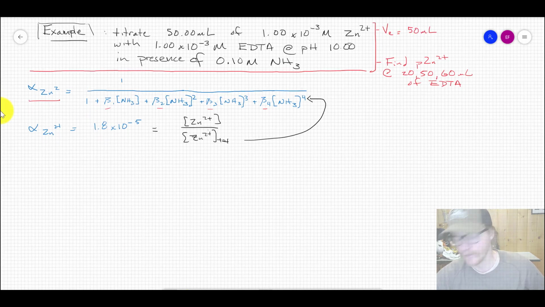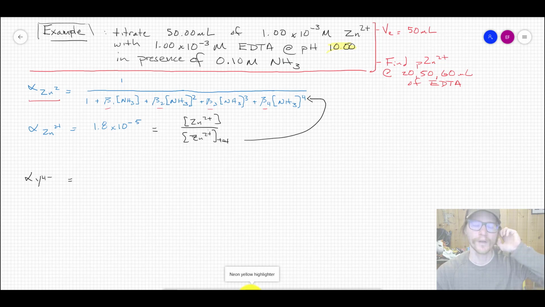Second thing we need to do then is determine at pH 10, which is where we're working with this solution, what fraction of Y4 minus is unbound. And so that would be the alpha Y4 minus, which we're accustomed to using. That comes straight out of your textbook, just in that table. So we've used this value before. So at pH 10, the fraction is 0.30.